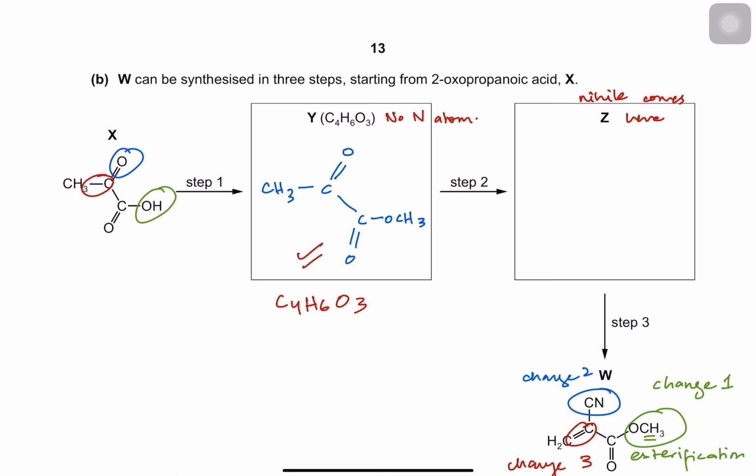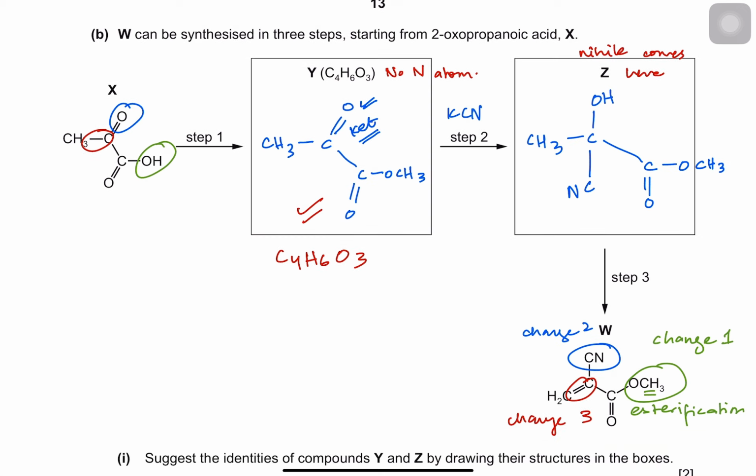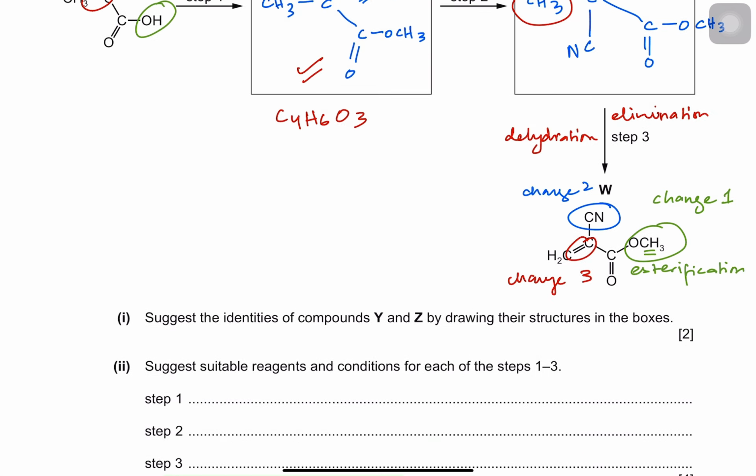The ketone has to go away. This is the ketone. Maybe this is going away and nitrile is coming in. We know how this happens. What do we call it? Nucleophilic addition with KCN and HCN. So CH3 remains the same. You get OH made out of here, CN made out of here, and then this thing stays the same. And then what we can do is remove the OH from here and H from here. So this would be an elimination, or you can also call it dehydration.